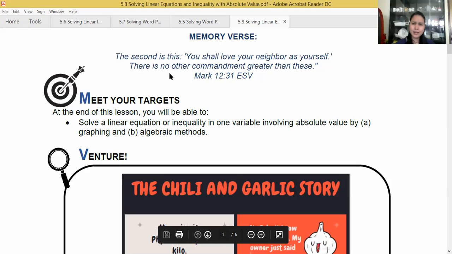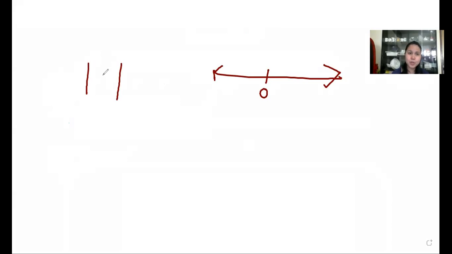Now let's have a very brief review on absolute values. It's still in chapter 2, right? This is the symbol for absolute value. Now remember that the absolute value is asking, how far am I from zero? So the answer is always positive. So for example, we have the absolute value of 5. How far am I from zero? 5 units, right? So the answer is 5.